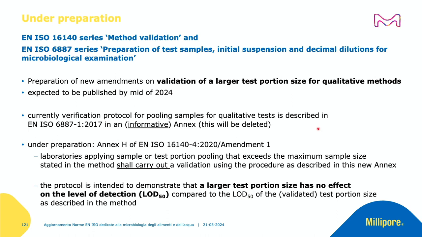This will change. We will have in future, from mid of this year, a new Annex H in ISO 16140 part 4, single lab validation, stating that laboratories applying sample or test portion pooling that exceeds the maximum sample size shall carry out, so it's mandatory, this validation protocol in this new Annex. And the protocol from the current ISO 6887 part 1 will be deleted. The description with the nice pictures will remain, but the protocol will be deleted. So it is mandatory to use then this new protocol, and this is really a workload and a burden, a really high workload.